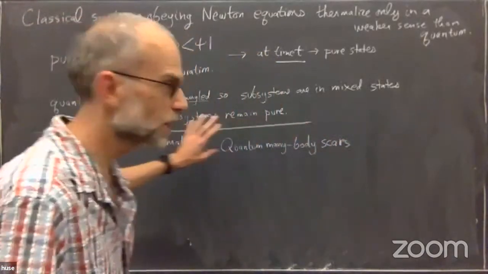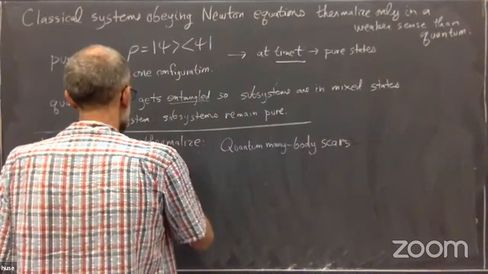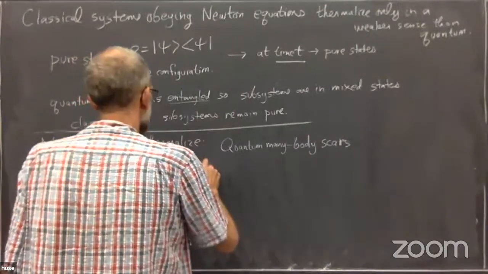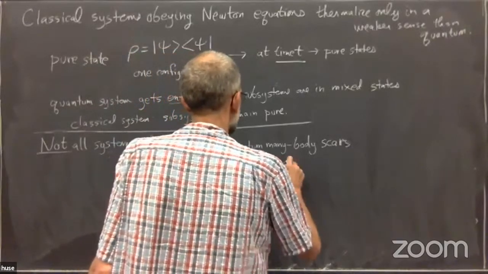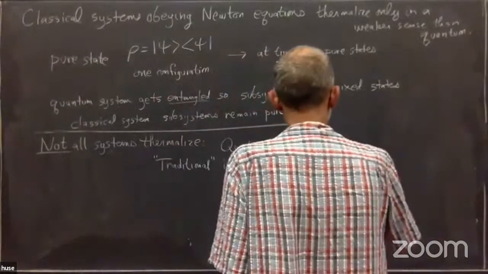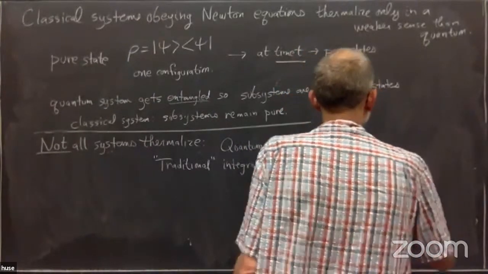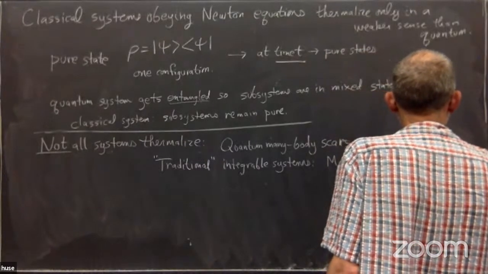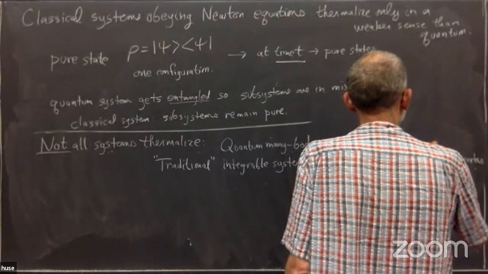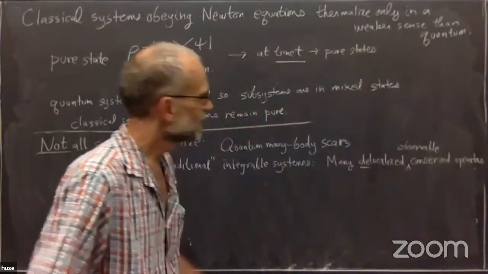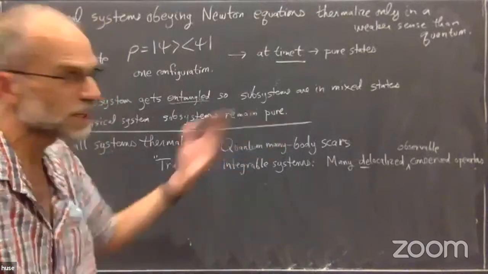That's not something I'm going to talk about, but I should mention it because it is one case of systems that don't thermalize. The other one is what I would call traditional integrable systems. And these have many delocalized conserved operators. Observable conserved operators, okay. And that's why they don't thermalize, because you can take some of these observable conserved operators, put them in a non-equilibrium distribution, and they'll just stay in that distribution and remain observable.